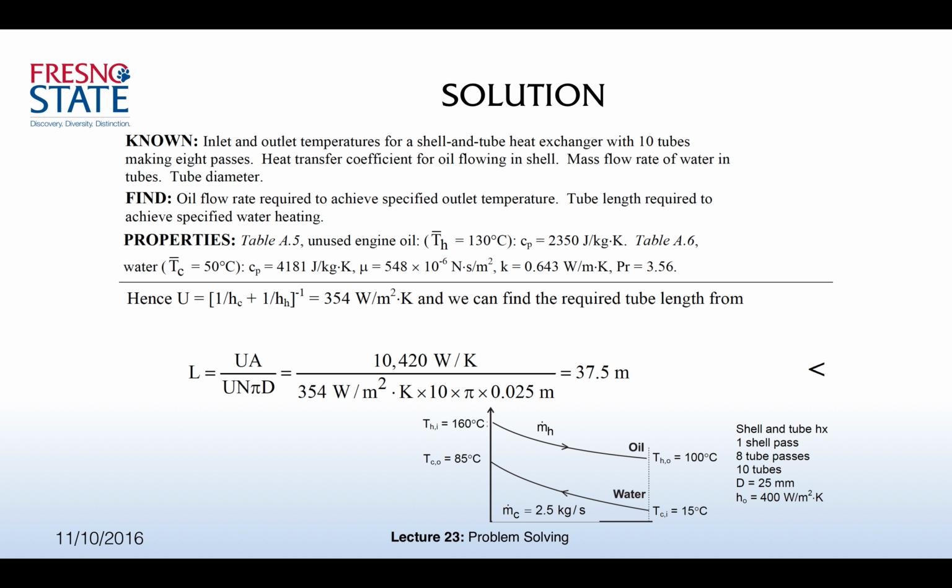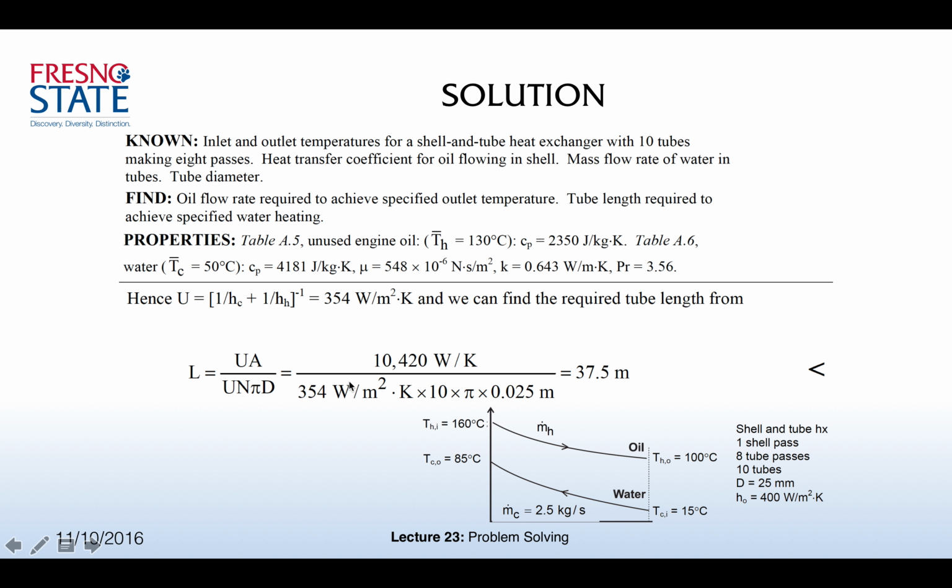And I can find my tube length, because I have UA, which I calculated before; it was equal to 10,420. A, the surface area, is equal to the surface area of one tube times the number of tubes. So I have pi d L times n, which is the number of tubes. That's the total surface area required. Therefore, UA is equal to U n pi d L, and if I want to calculate L, then it is UA divided by U n pi d.